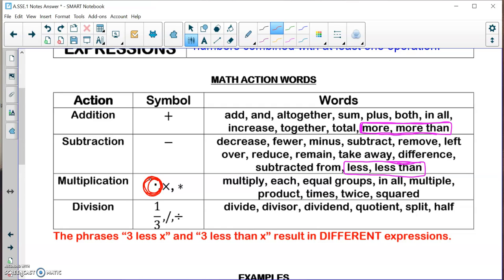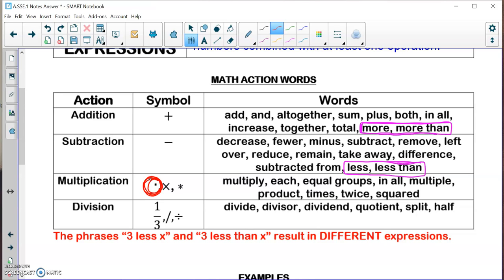So you see squared on that list. You could also do cubed or to the fourth power. Exponents mean multiplication because exponents are repeated multiplication. Squared means that we're doing something times itself. And then twice or triple, all of those mean multiplication as well. So make sure that you know that.